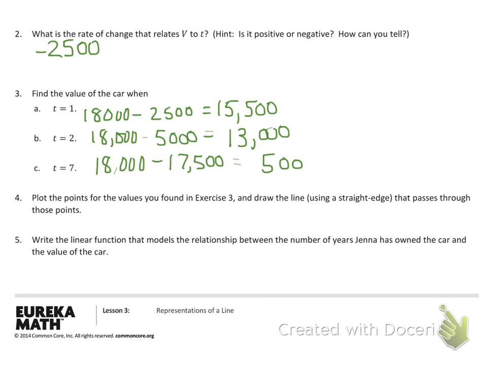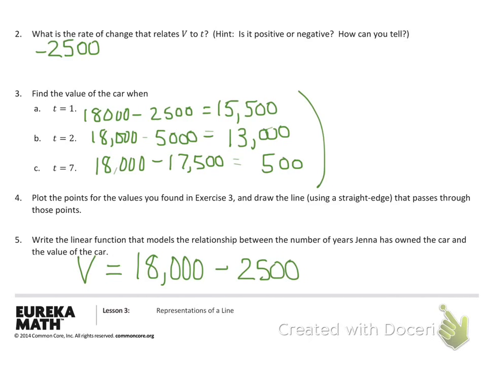function. So we could write the linear function. Let's think about how we did it. We've got v for value of the car is equal to the initial value of the car, which was 18,000. And then we're going to subtract off $2,500 for every year. And t is the number of years that we've had the car. So our function is 18,000 minus 2,500 t.